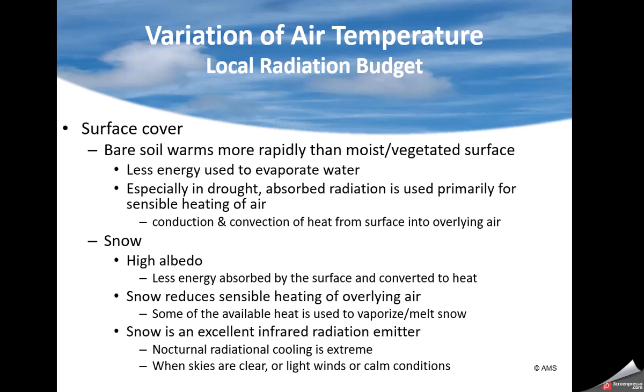So if you have local budgets of heat, some of it can be from bare soil. The more vegetation you have, the better chance it's going to be warmer. Snow can definitely impact it. If you have a lot of snow on the ground, like you might in the wintertime in Ohio, it's very bright, very reflective, a high albedo. Guess what? You're not going to warm it up very well.